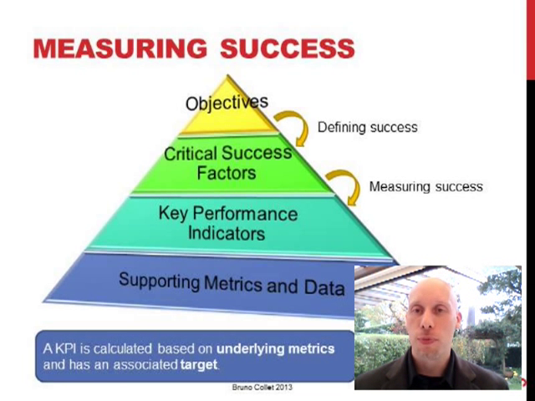KPIs are the highest possible level metrics. They are really measurable. They are typically a combination of metrics associated with a target. This target might be a dollar amount, time, date, points, features, whatever it is. In any case, it's measurable and it's associated with a target that will usually create a kind of score like excellent, good, average, poor, and so on. So you notice that the critical success factors are supported by KPIs, and the KPIs themselves are supported by potentially lower-level metrics and data.